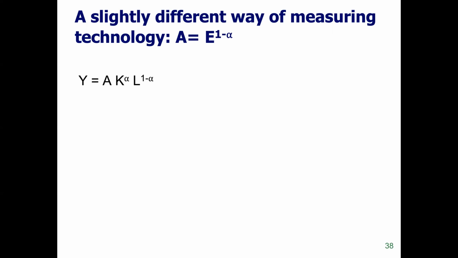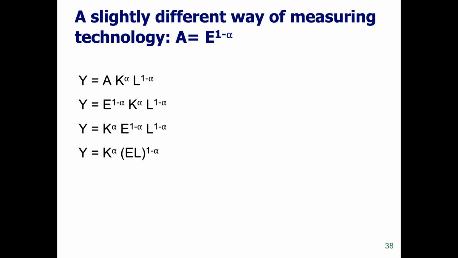Okay, what happens if I plug that in? Where I have A, I plug in E to the 1 minus alpha. So Y was equal to A K to the alpha L to the 1 minus alpha. That's totally equivalent to saying Y equals E to the 1 minus alpha times K to the alpha times L to the 1 minus alpha. And now I can combine the E with the L and get output is equal to K to the alpha times EL to the 1 minus alpha.